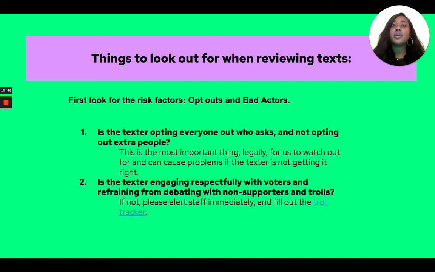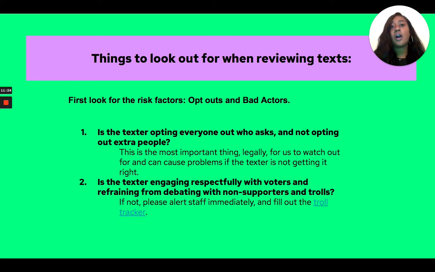The second thing to watch out for won't come up very often, but is very important. Keep your eyes out for folks who are intentionally engaging in bad behavior. This can look like swearing, debating, arguing, being pro-Trump, racist, etc. Immediately flag this texter for staff and fill out the troll tracker, which will inform us of a bad actor in our texting program.